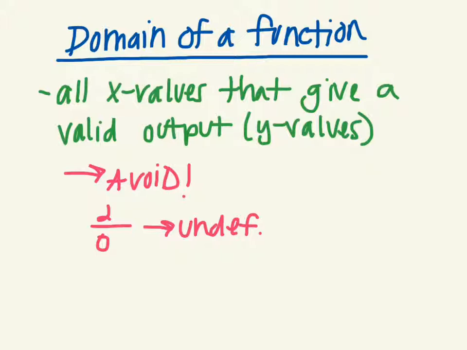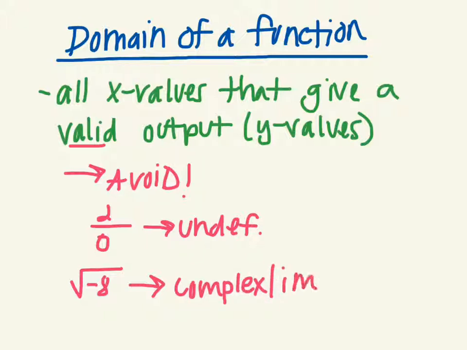Another example would be if you end up with something like, after you plug in x, the square root of -8. -8 is going to give us a complex number, which we've worked with before, but when we're talking about a valid output, we're talking about all of the real numbers that you could get for your y. So in here, we also want to try to avoid getting complex or imaginary numbers.